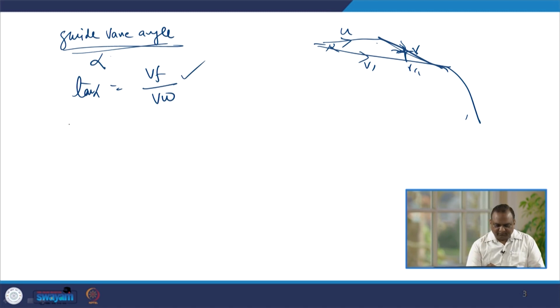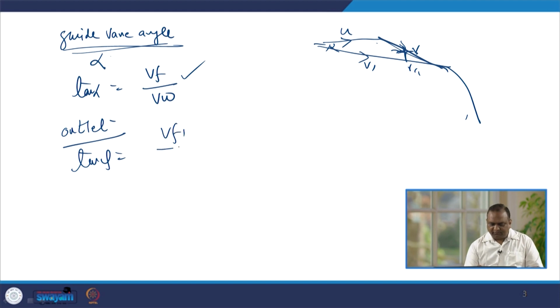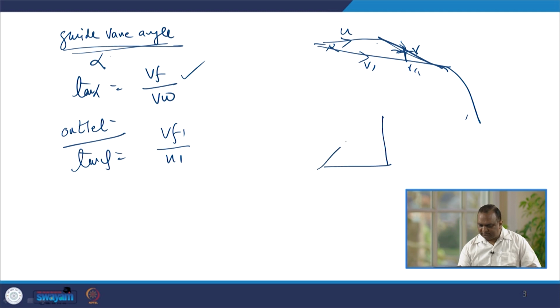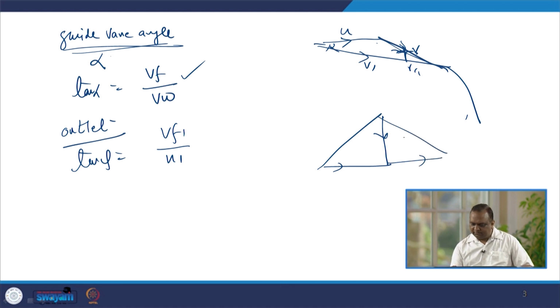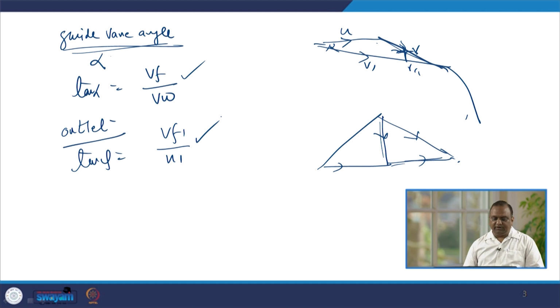At the outlet, similarly, the angle phi can be calculated as Vf1 by U1, because the outlet triangle is like this. It has no whirl component. So, the outlet triangle is like this, it does not have any whirl component. So, tan phi is going to be Vf1 by U1.